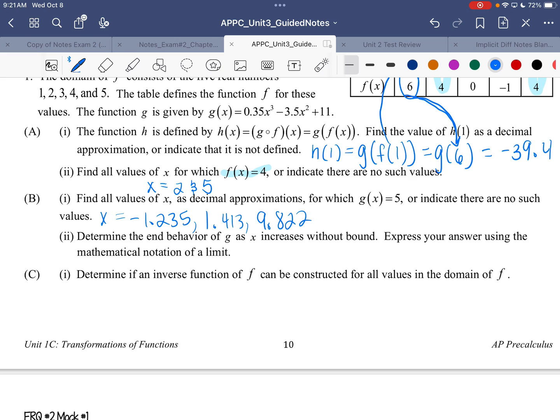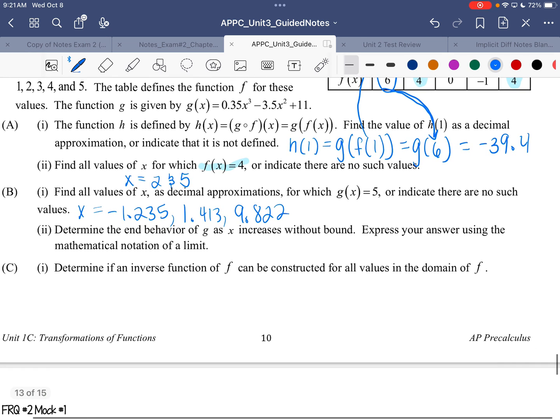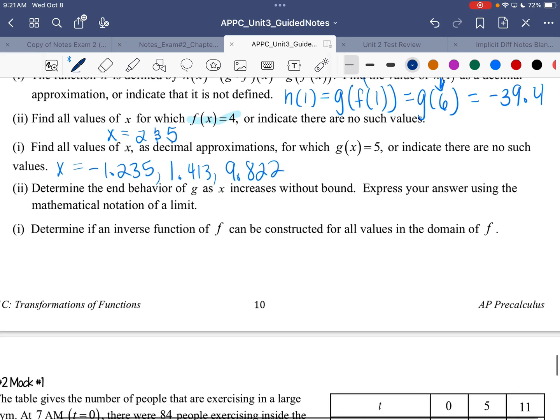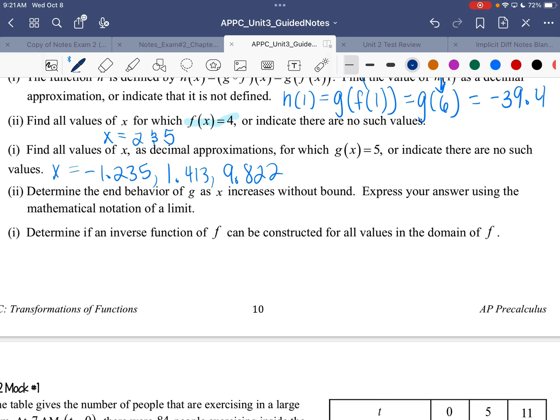Sad. All right, determine the end behavior as g is increasing without bound. And then determine if it's invertible, and we'll explain why or why not on here too. Determine the end behavior as the limit of g of x equals, we have an HA. All right, Nat, what's the limit going to be for this one?